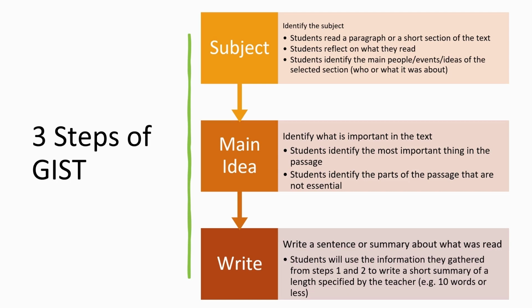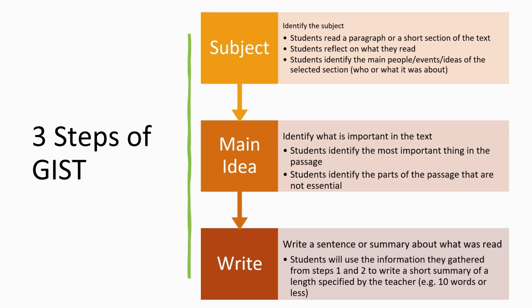For the first step, students will read the paragraph, the short section, or the few sentences about the text, and they will reflect on what they have read, and then they will identify the main event, the main idea, or the main topic of what was just read.